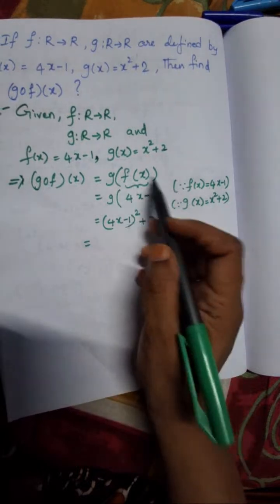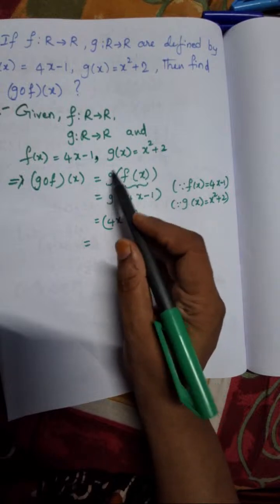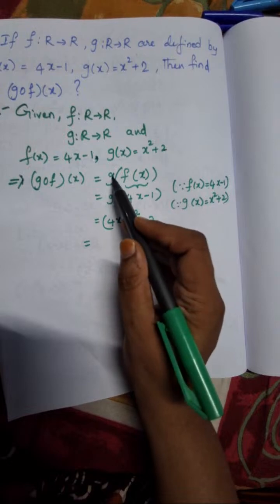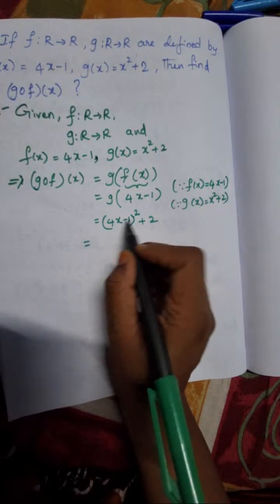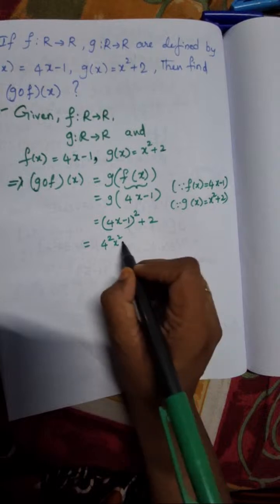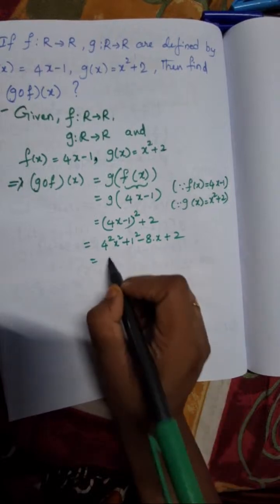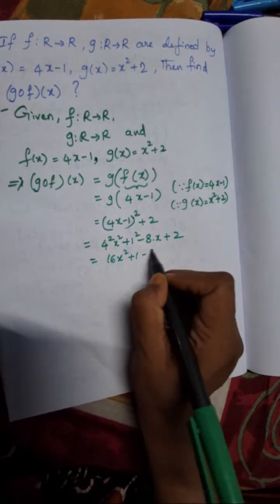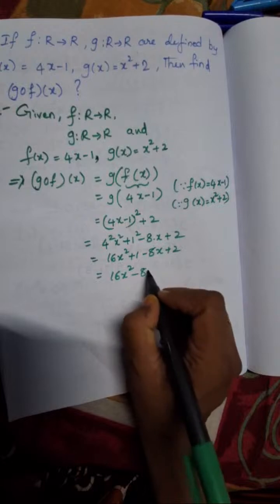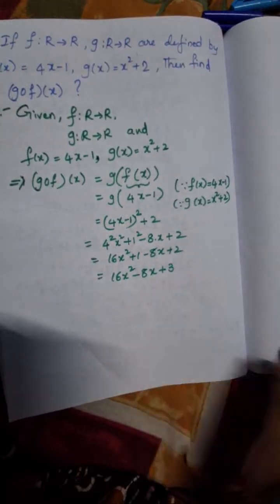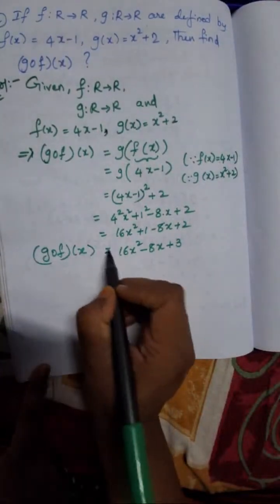If you understand this property of how to solve, we have to take out the inner function first, and after that the outer function. That is, g here is outer and the inner function is f. Now 4x minus 1 whole square is the formula a minus b whole square: 4 square x square plus 1 square minus 2 times 4 is 8x, plus 2. So this is 16x square plus 1 minus 8x plus 2. This is 16x square minus 8x, and the constant is plus 3. So this is the value we obtain for g circle f of x. We have to solve it like this, children.